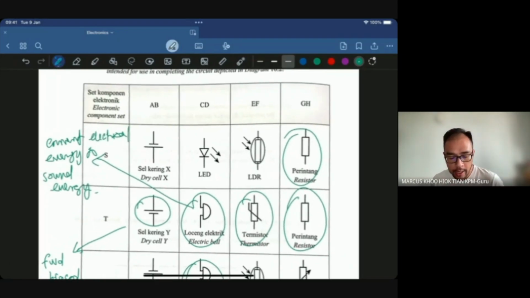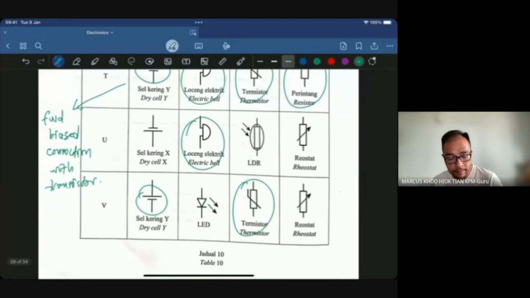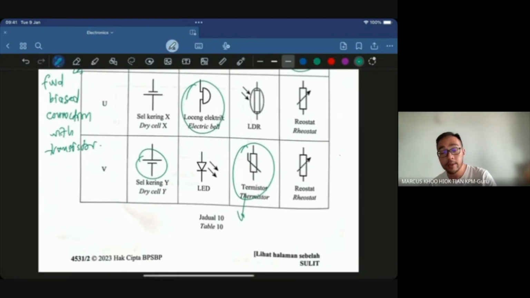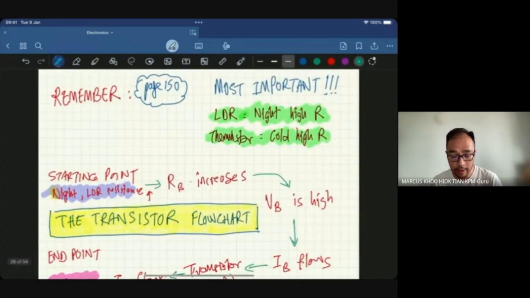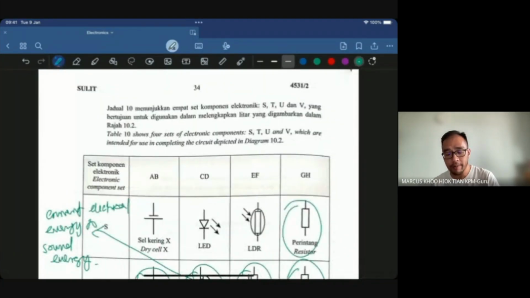Okay, and then the thermistor would be low resistance. I think this is the black book answer. Low resistance when the temperature is high. Hold on, let me check something. Yeah, low resistance when the temperature is high.